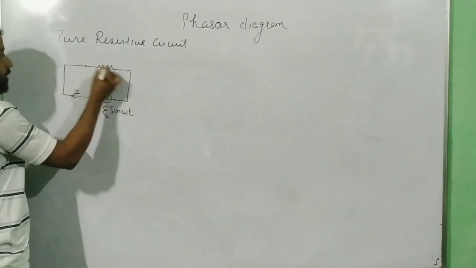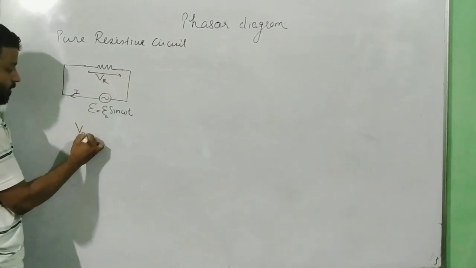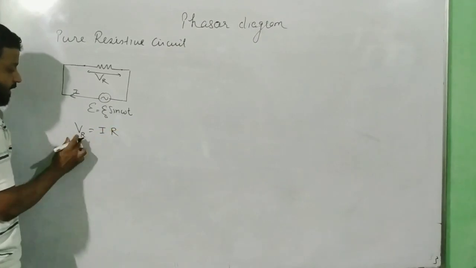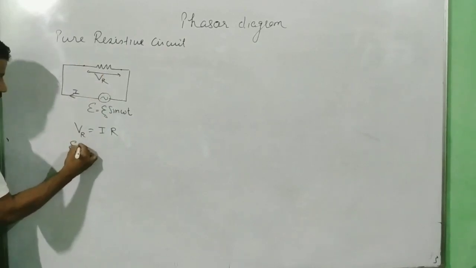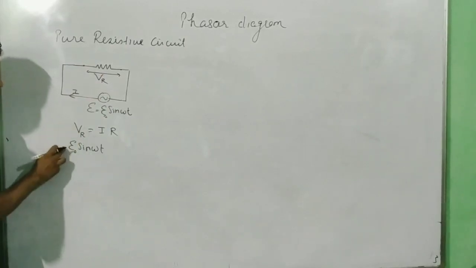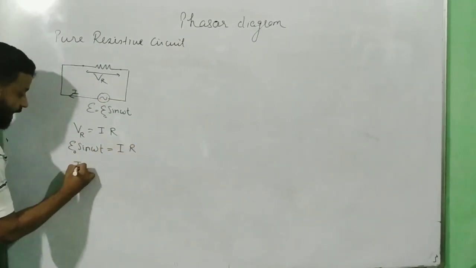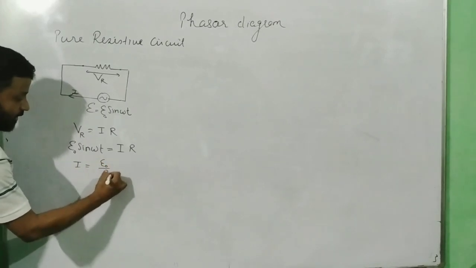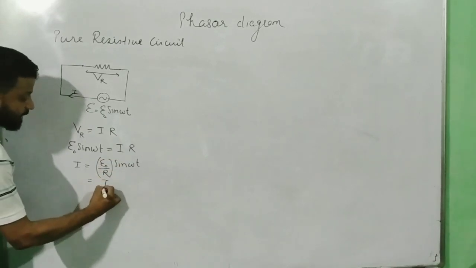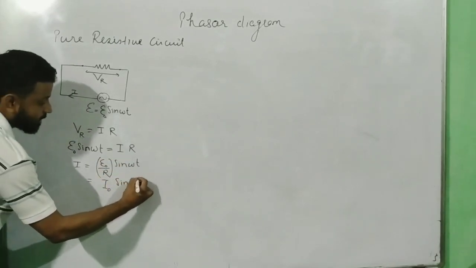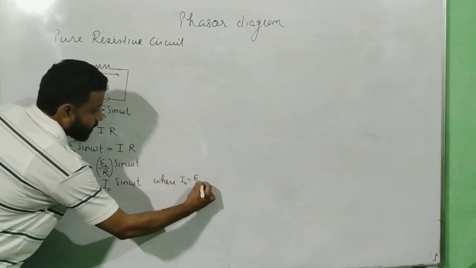So if I have to find the potential drop across R, then the potential drop across R will be equal to I times R. And what is V R? The applied EMF is E naught sine omega t. The value of potential here is E naught sine omega t, equal to I multiplied by R. So what is I? I will be equal to E naught by R multiplied by sine omega t. And what is E naught by R? This I can write as the peak current, I naught sine omega t, where I naught is equal to E naught by R.